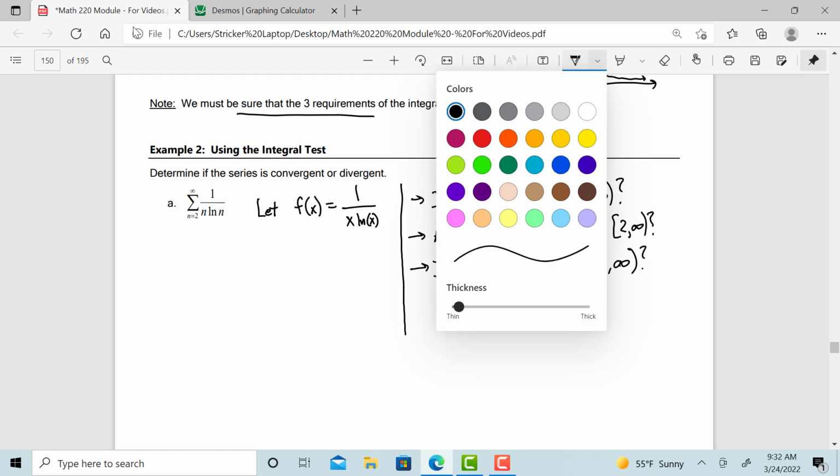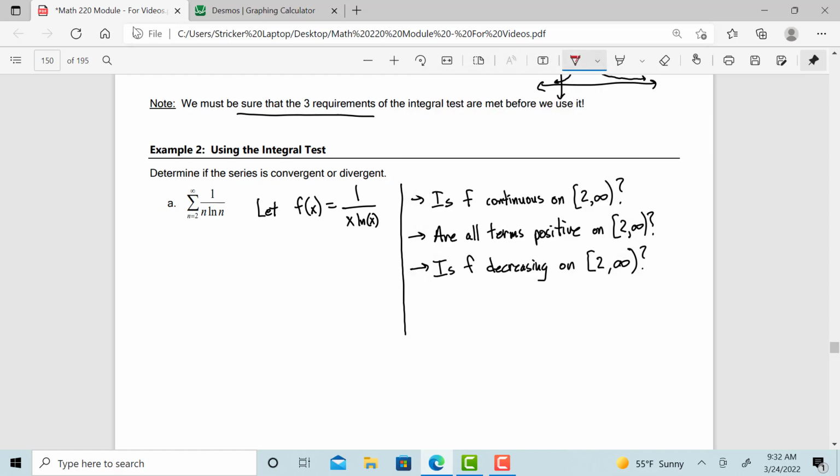We got, is that continuous? Yes. Are all the terms positive? Yes. Is it decreasing? Yes. So the integral test applies. And now we just need to find the integral. So let's do that.